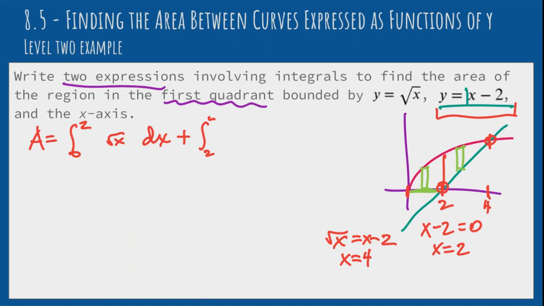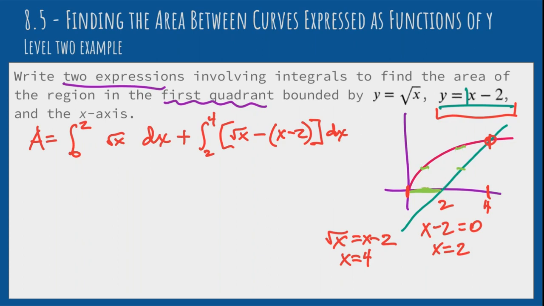For that second subinterval going from 2 to 4, the top function is going to be the square root of x, and the bottom function is going to be the x minus 2. So this expression involving integrals with respect to x will give us the area of that entire region.